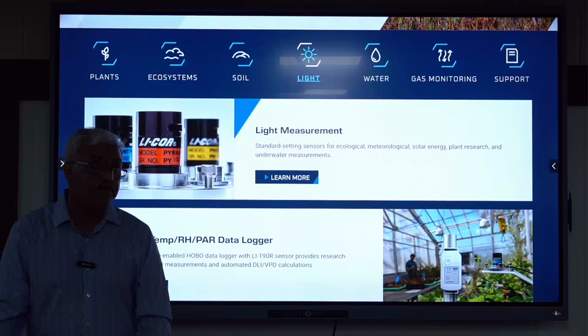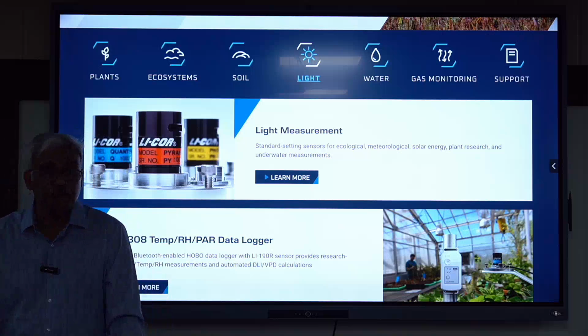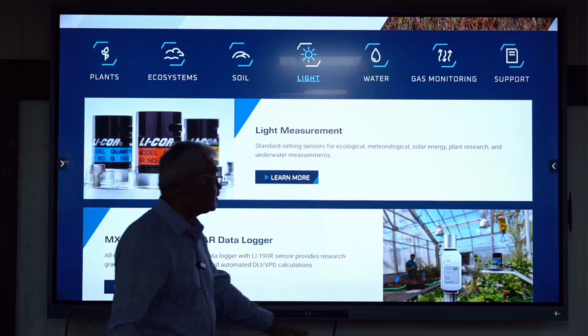The other company, if you are interested, also produces really good quantum sensors. It's called Apogee, apogee.com. And they have a range of quantum sensors, extended quantum sensors, full quantum sensors, original quantum sensors. That's another company.